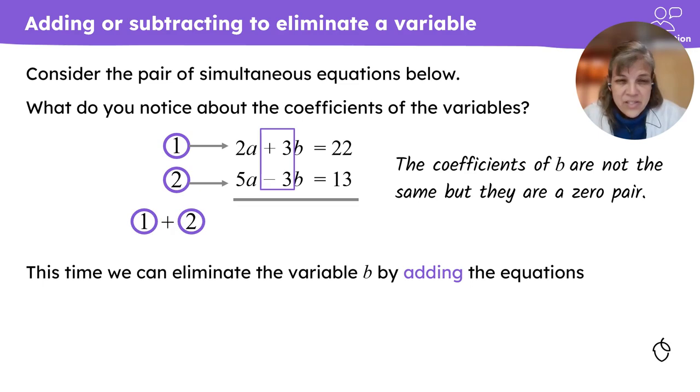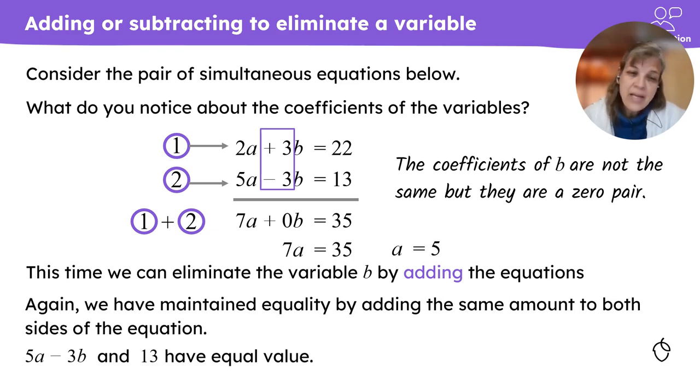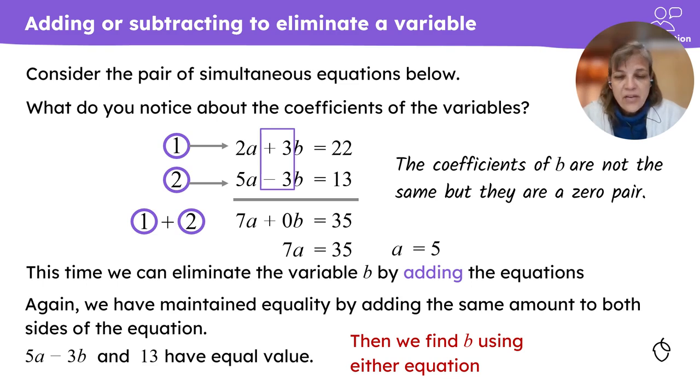So I add these two equations, I get 7a is equal to 35, and my b's have disappeared. I have 0 b's left. And then we can find out what a is equal to, and again, we've maintained equality. Why can we do this? Because we've added the same amount to both sides. Then you can find b using either equation.